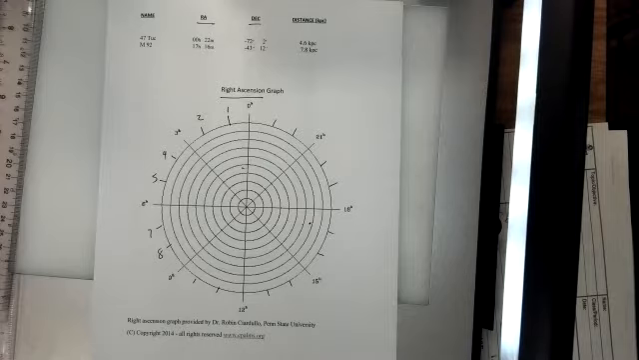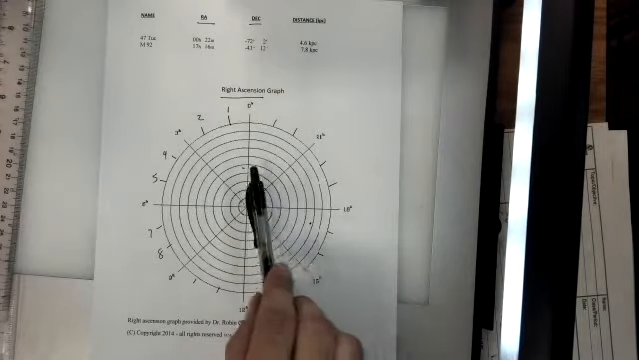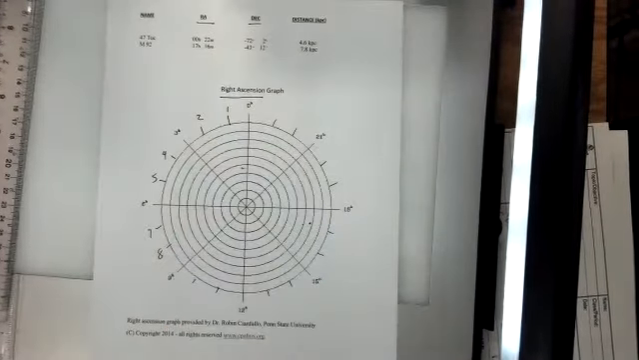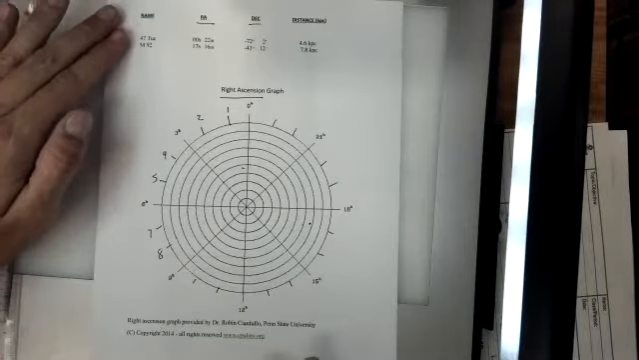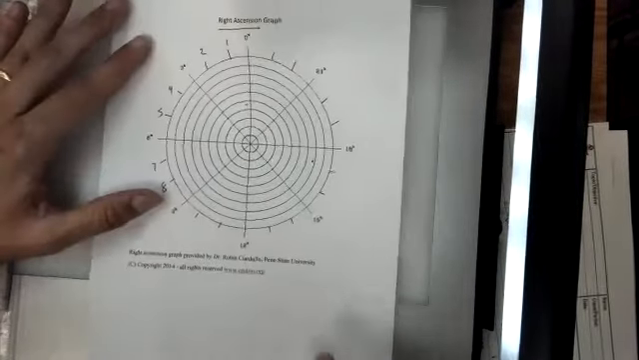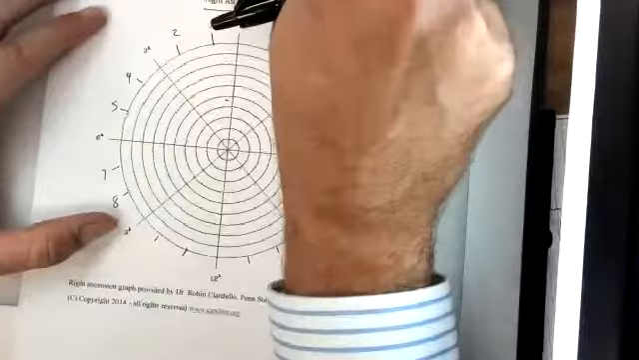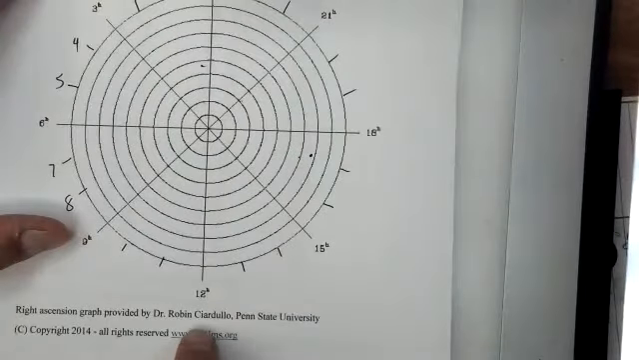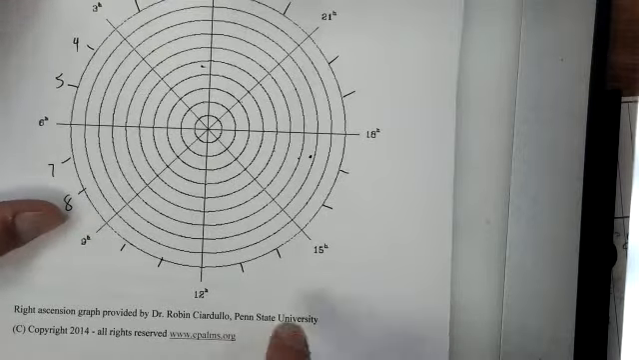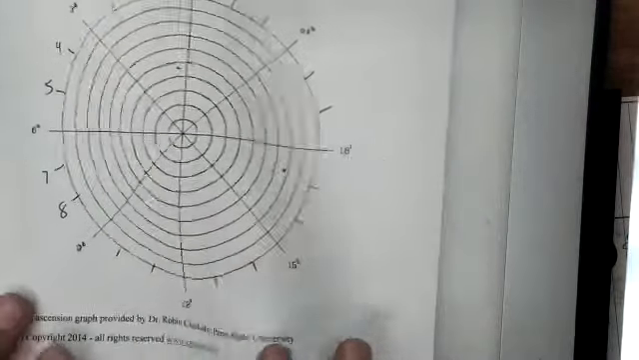Sorry about that. In the last video, we looked at an example of how to plot the right ascension data from our lab work where we're trying to find the center of the Milky Way. By the way, let's give credit right now to Dr. Robin Ciardullo, if I'm pronouncing that correctly, from Penn State University, who compiled all of this together for this lab.